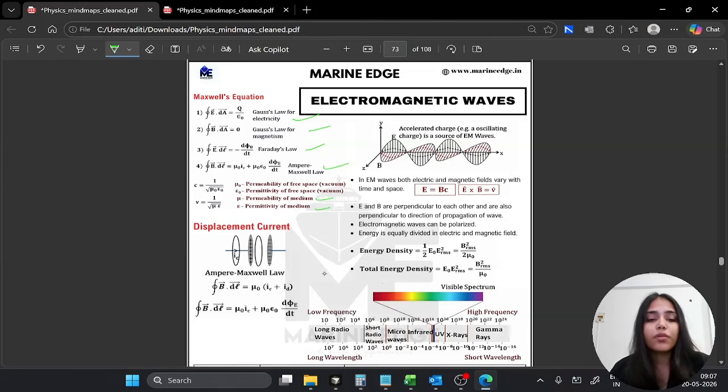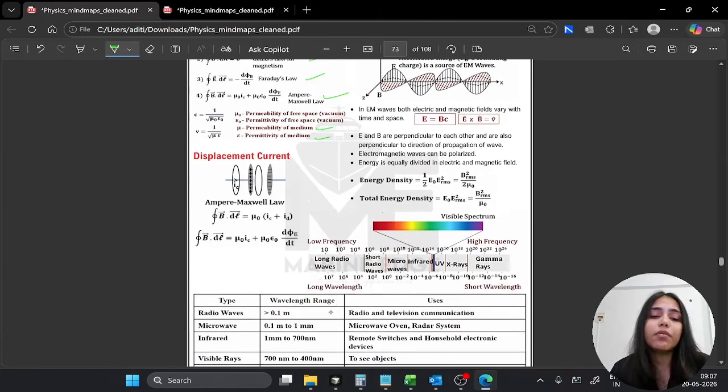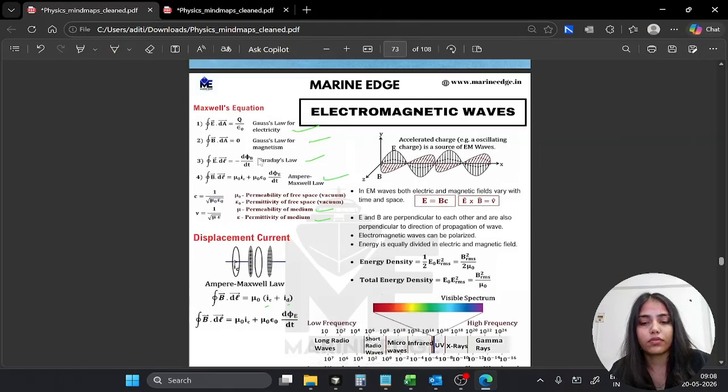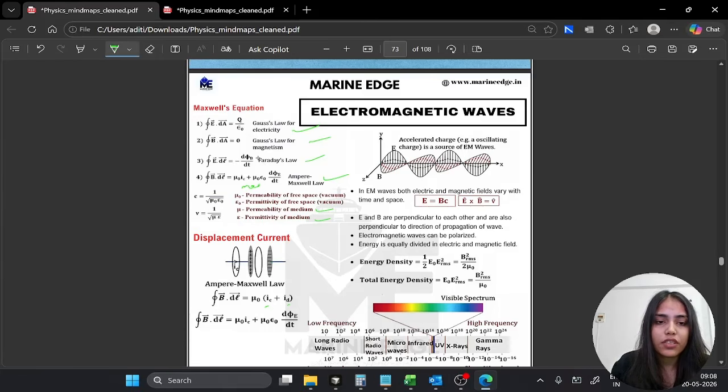Okay, now moving on, we have displacement current. Ampere's Maxwell law gives B dot dl equal to mu times (IC plus ID). IC is the conduction current passing through the surface, and ID is the displacement current. Now, when we talk about an electromagnetic wave, these are waves that have both electric and magnetic fields, and they make an angle of 90 degrees with each other. And one more thing mentioned here, this is magnetic permeability and this is electric permittivity.